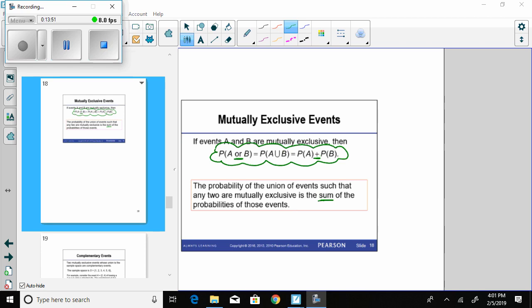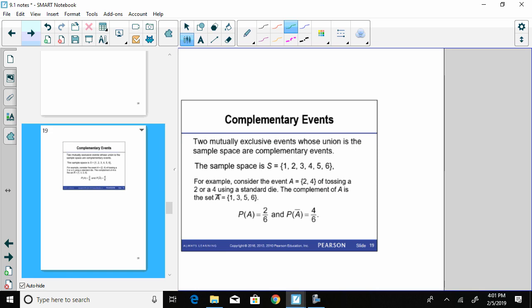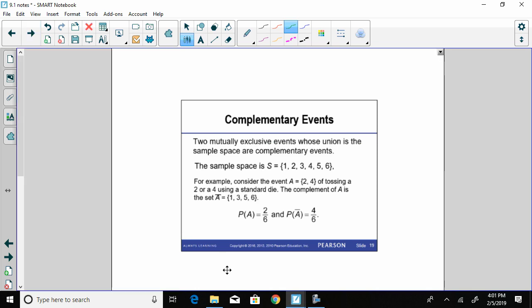Okay, let's move on. So now, complementary events. So 2 mutually exclusive events, right? Remember, they have absolutely nothing in common, whose union is the sample space, are complementary, okay? So the sample space in our problem is 1, 2, 3, 4, 5, 6. Basically, think of it as a die. For example, consider the event 2 and 4 of tossing a 2 or 4 on a standard die. The complement then is 1, 3, 5, and 6, right?